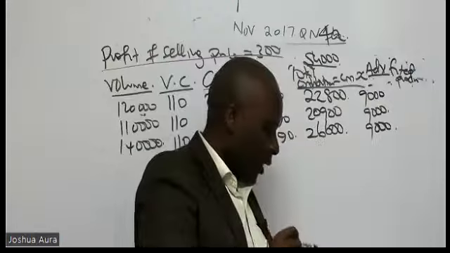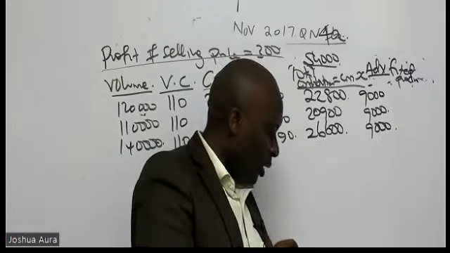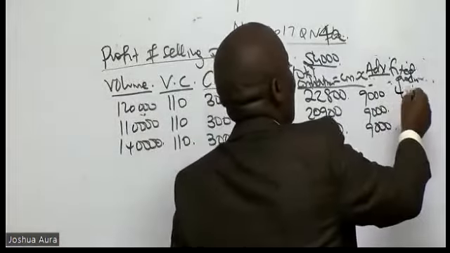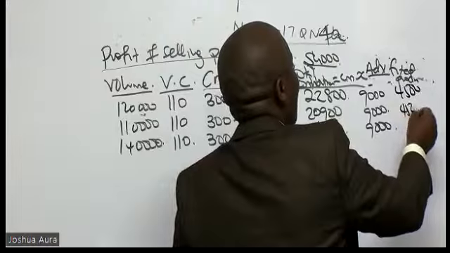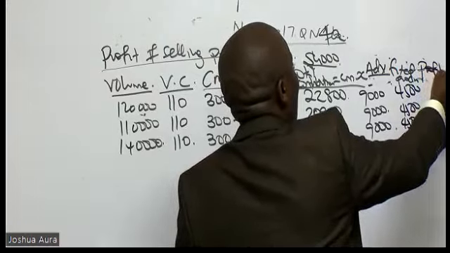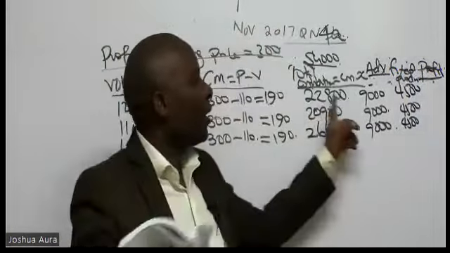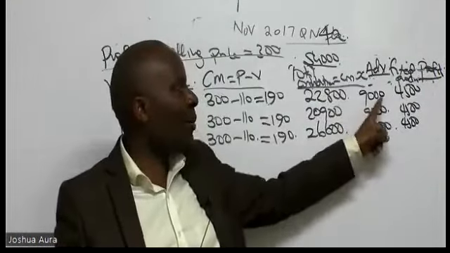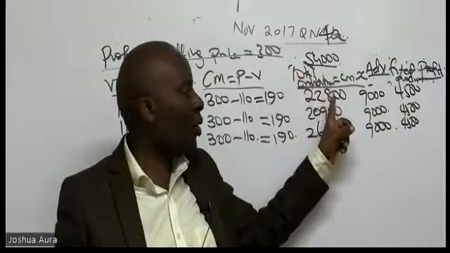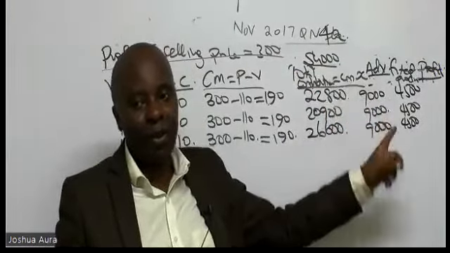And then we have the fixed production. In note number 3, the fixed production is 4,500 per annum. So could you kindly give me the profit now? To get profit, I'll take the total contribution minus the advertising cost minus the fixed production cost. So I'll take this 22,800 minus 9,000 minus 4,500, and then I should be able to get the profit.